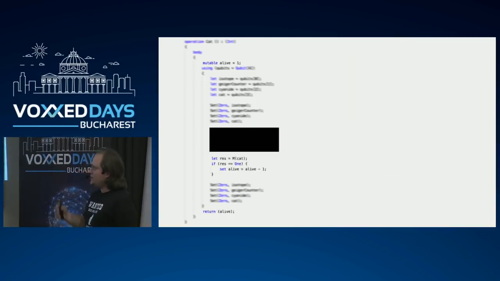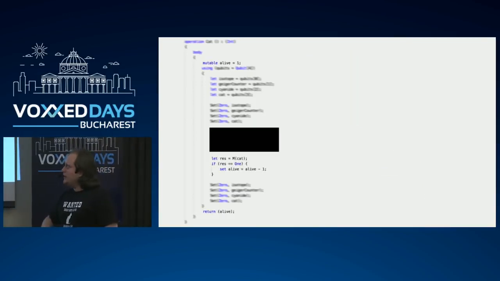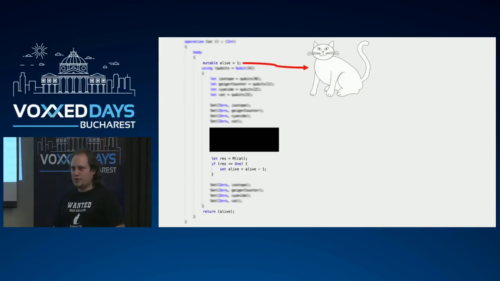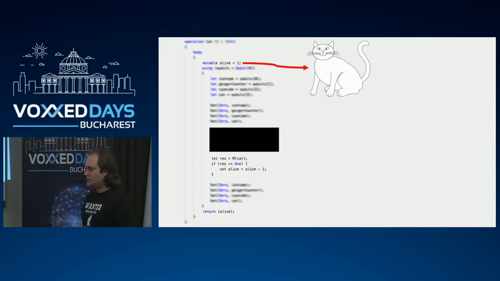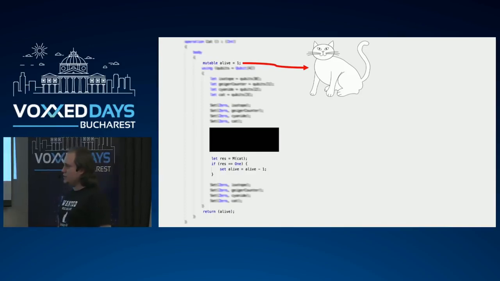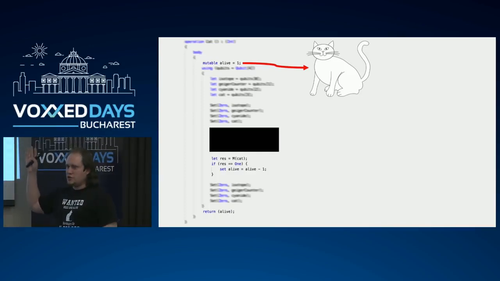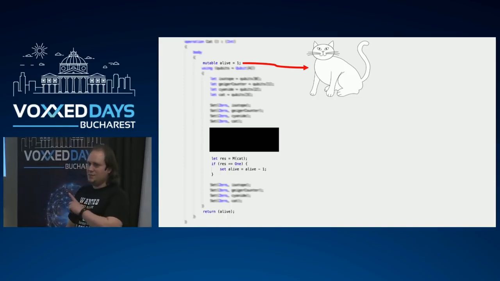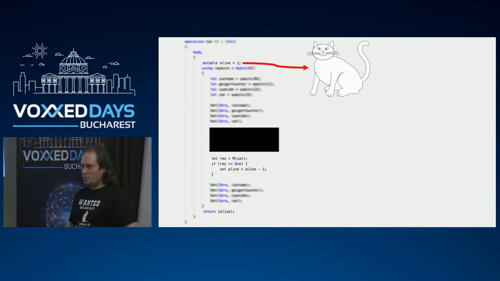What else do we have? Because there's obviously more code. Well, first of all, we define a mutable value, what we would call a variable in most languages. Most things in Q# are immutable by default. We want this to be mutable. And this variable is supposed to represent the state of the cat. Is it alive or is it dead? This is a simple one. It's not a qubit value. This is a binary value.